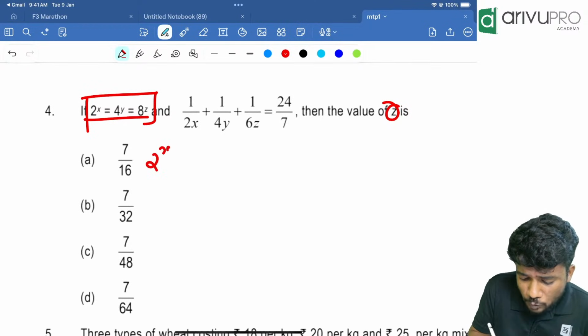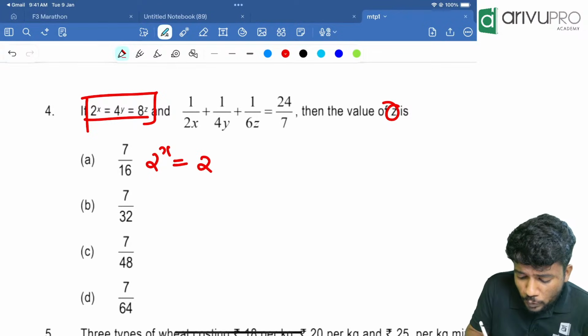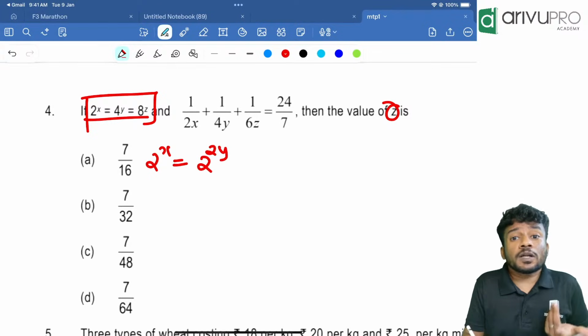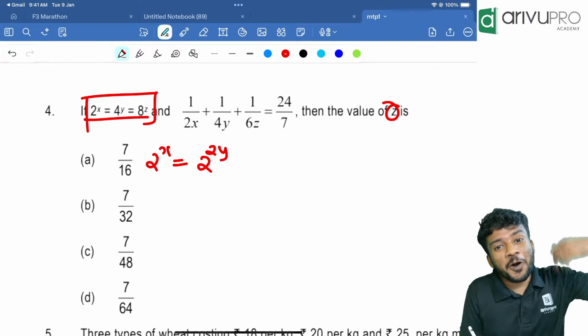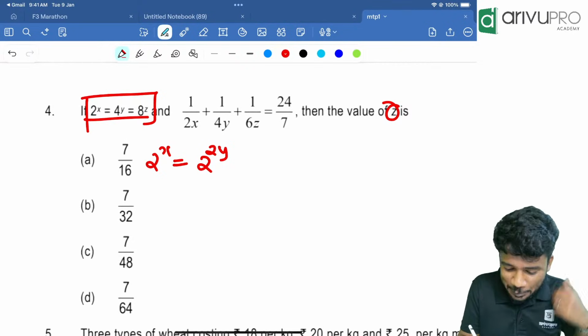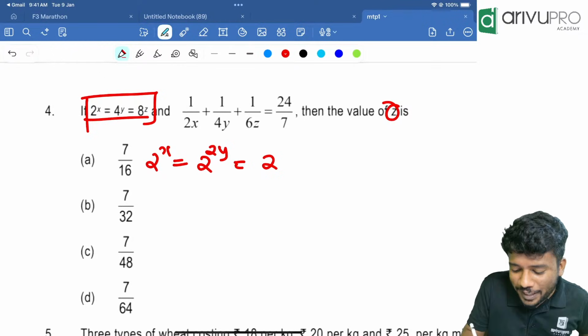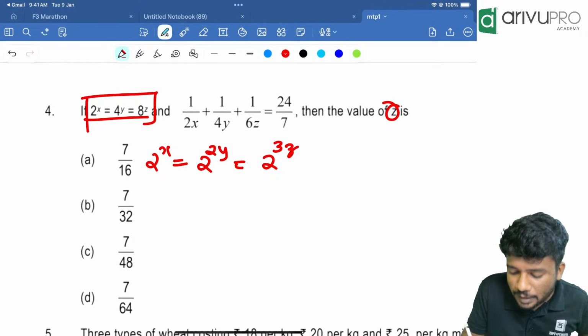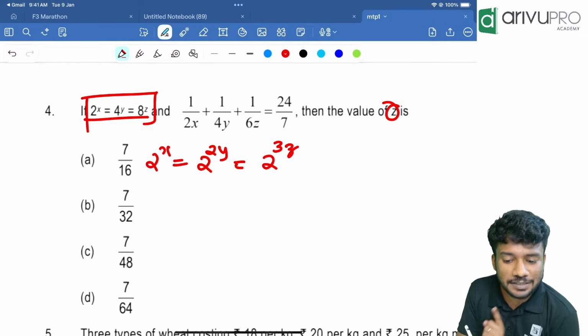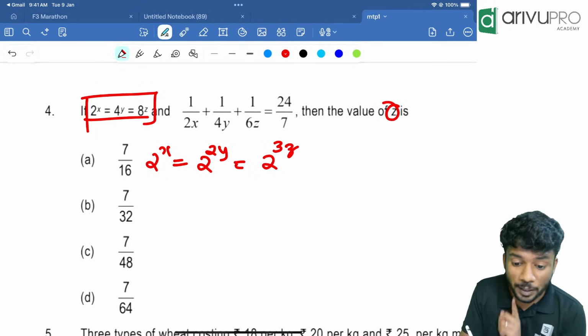Can I write it as 2 raised to x is equal to 2 raised to 2y. We know that 4 is 2 square. So 2 square the whole raised to y is 2 raised to 2y, which is equal to 2 raised to 3z. Correct? People, the bases are equal, then powers are also equal.